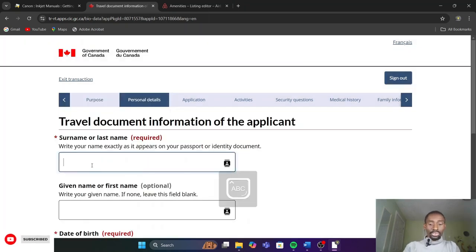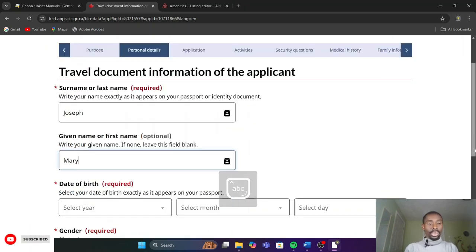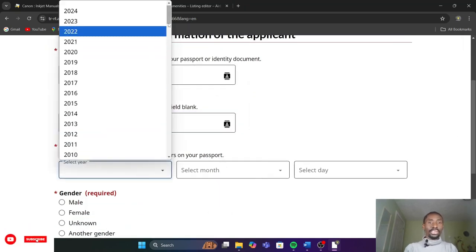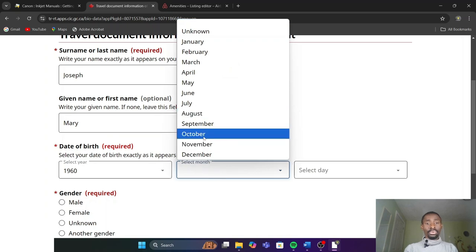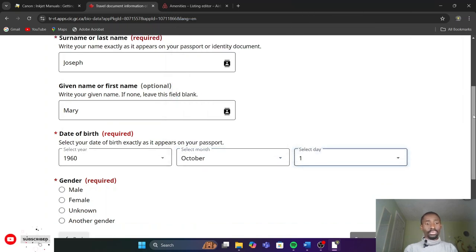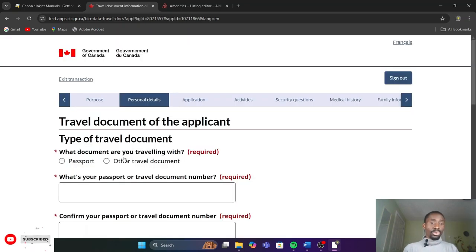Now, what is the name of your mother? Let's say our mother is Joseph. It is a common name. And given name of our mother, let's say our mother is Mary. So when was our mother born? Let's say it is simple year, which is 1960. Let's use October. Let's use 1st. So gender, our mother is female. Let's save and continue.